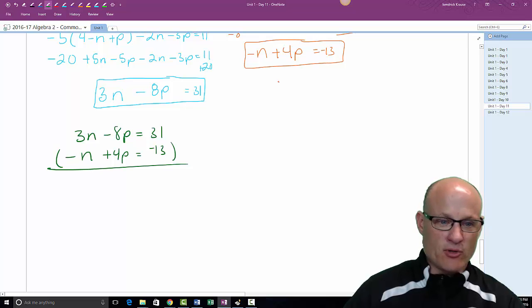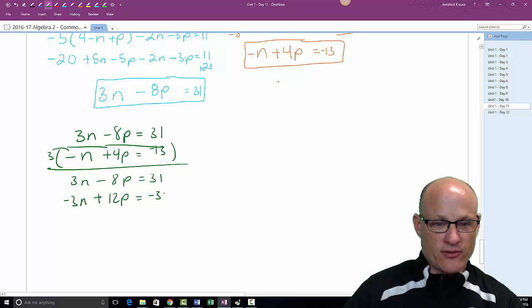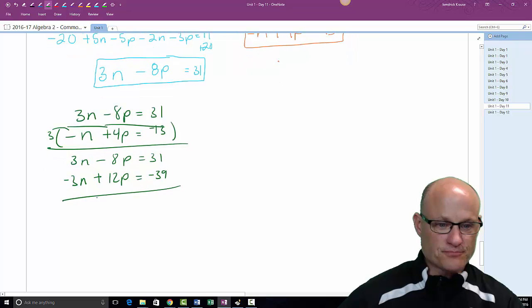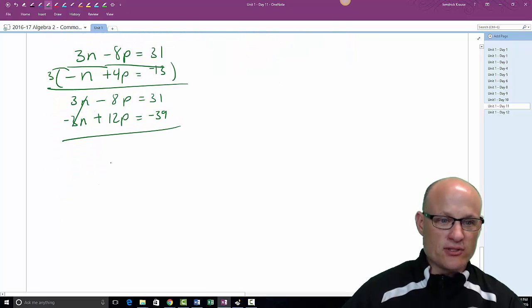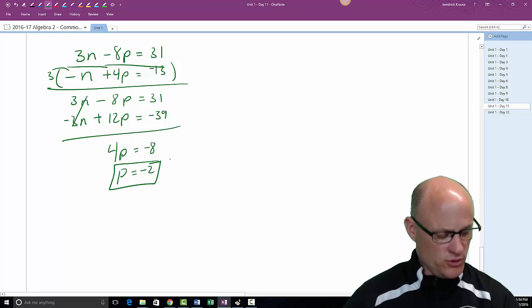This equation is getting multiplied by 3. So 3n minus 8p equals 31. Don't change that one. Negative 3n. Remember, we're going to distribute this here, here, and here. Plus 12p equals negative 39. These cancel. I get 4p equals negative 8, or p equals negative 2. Woo!